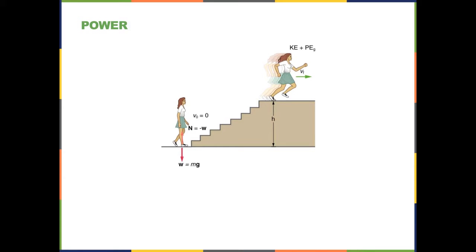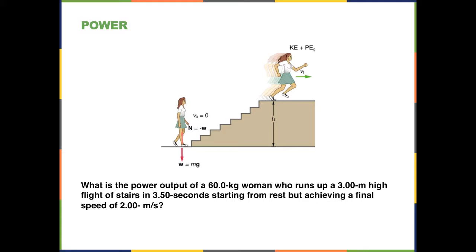So here's a girl. She starts down at the bottom of these stairs. She has a certain weight. She has no velocity starting. The normal is equal to her weight, opposite of her weight. And she climbs these stairs, achieving both a final velocity and a change in height. So she has both a kinetic energy and a potential energy. Now she does that over a period of time, and you can use that to figure out what the work is. This W, by the way, is not work, it's weight.